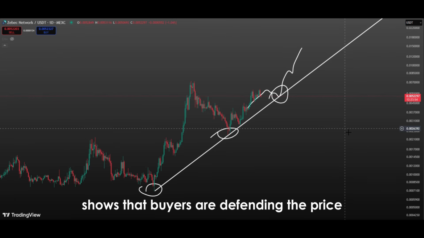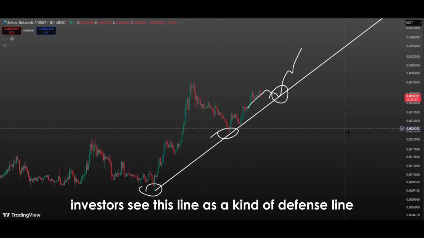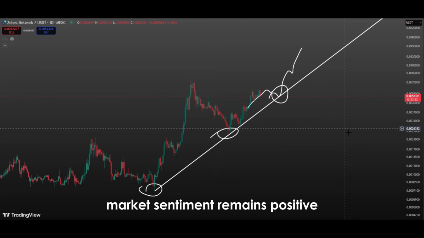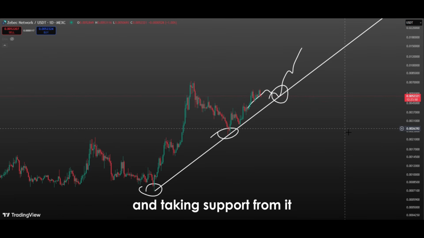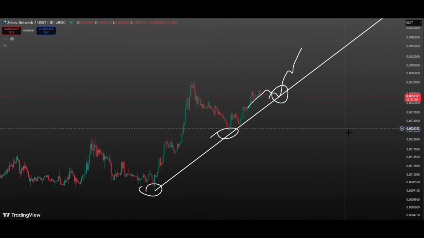This line shows that buyers are defending the price at certain levels. Investors see this line as a kind of defense line. As long as the price does not move below this line, market sentiment remains positive. However, if this line is broken, sellers take control and market sentiment turns negative. Therefore, the price not breaking this line and taking support from it is critical for the continuation of the rise.